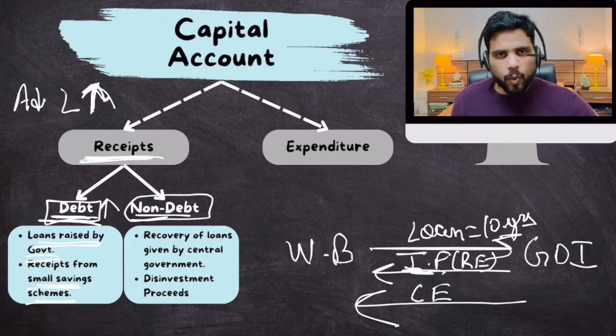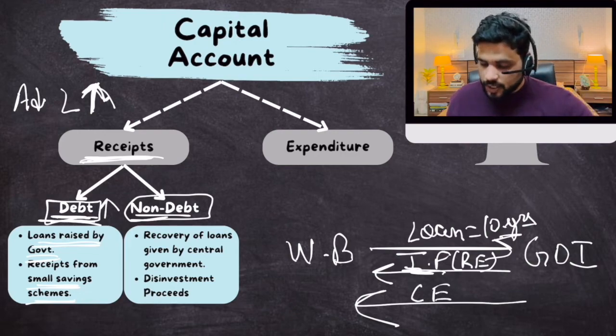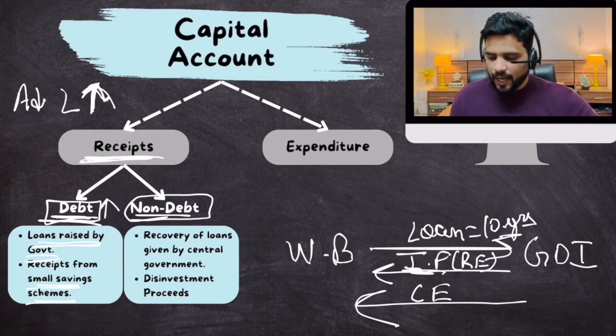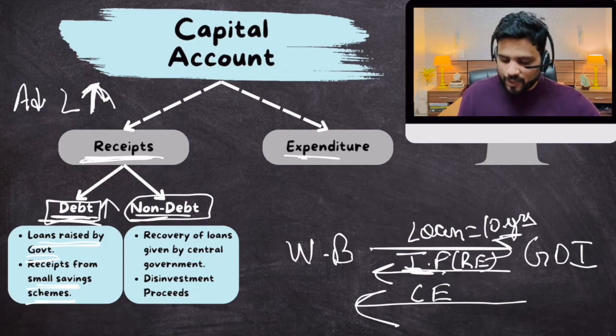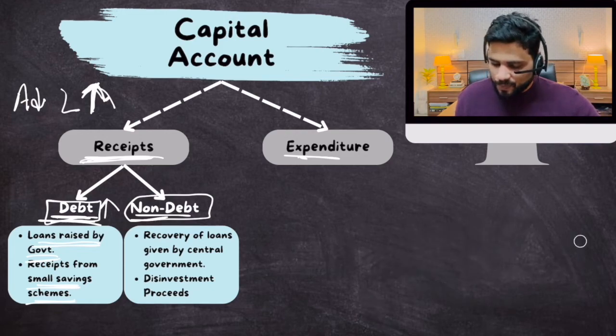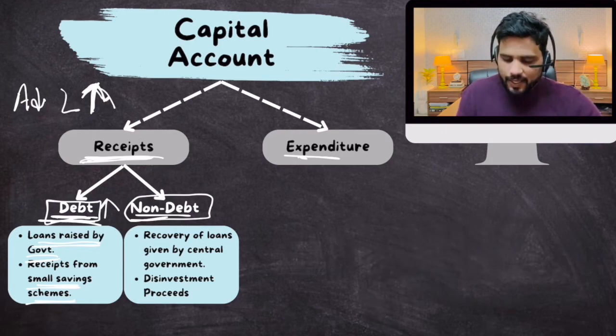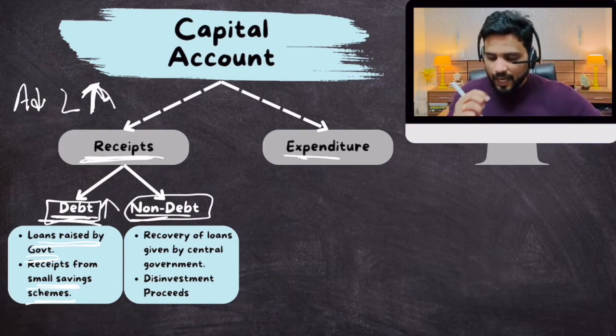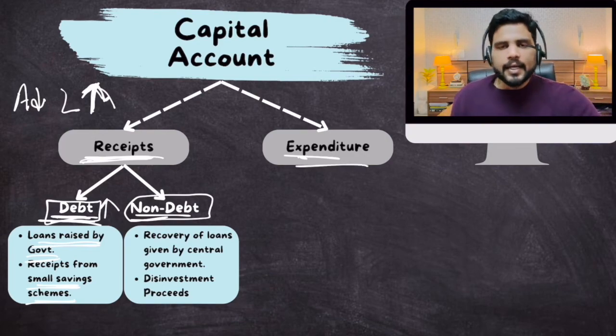Why? Because the thing is that... Yes, I jumped onto expenditure. We are talking about receipts. I'm sorry. Let's reverse the example in this case. Okay? Hear me out carefully. I'm so sorry. I jumped to capital expenditure.